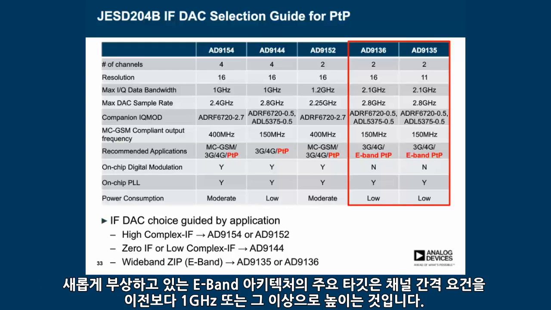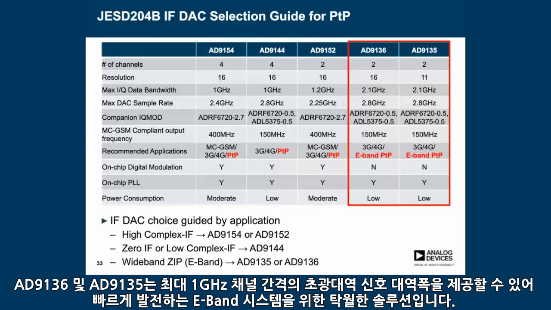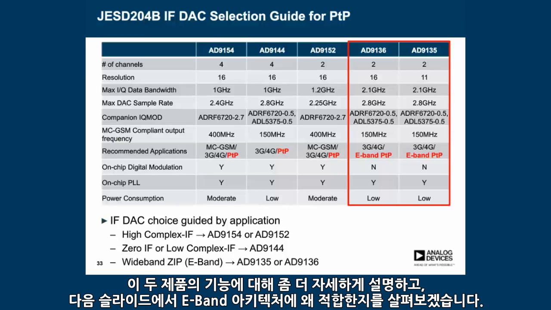The main target for the upcoming E-band architectures is pushing the channel spacing requirements even further than before, out to 1 GHz or even higher separation. The 809136 and 809135 can provide these ultra-wide signal bandwidth capabilities, up to 1 GHz channel spacing, and are a great solution for these fast-evolving E-band systems. I will focus in a bit more detail on the capabilities of these two products and how they are well-suited for the E-band architecture in the next few slides.